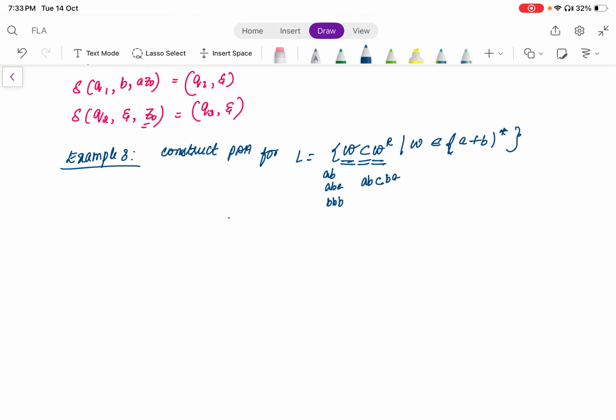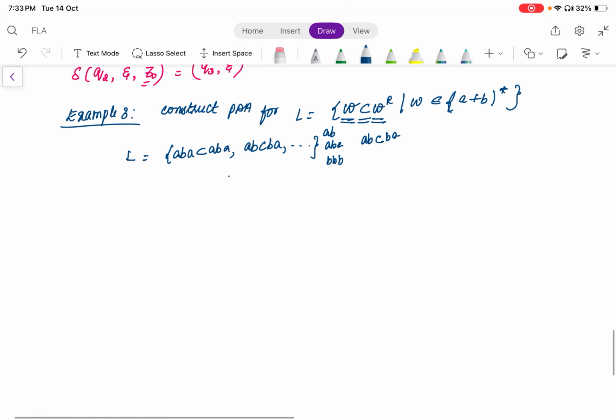So how would the language look? L is equal to, say you have the string ABA. The reverse of ABA is again ABA. Say you have AB. The reverse of AB is BA, and so on. So you understand the language, right? In the previous example, A power n, B power n, you pushed all the A's and popped one A for every B, right? So here what will you do?